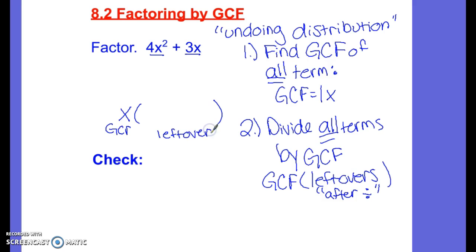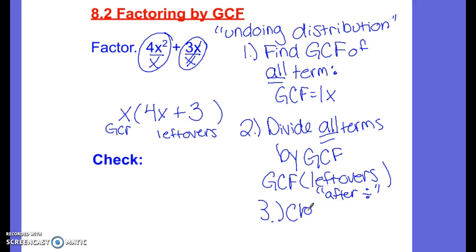So let's divide it out to see what we have left over. Divide by x, divide by x. 4x squared divided by x is 4x. 3x divided by x, the x's cancel, plus 3. Step 3 is to check by distribution.